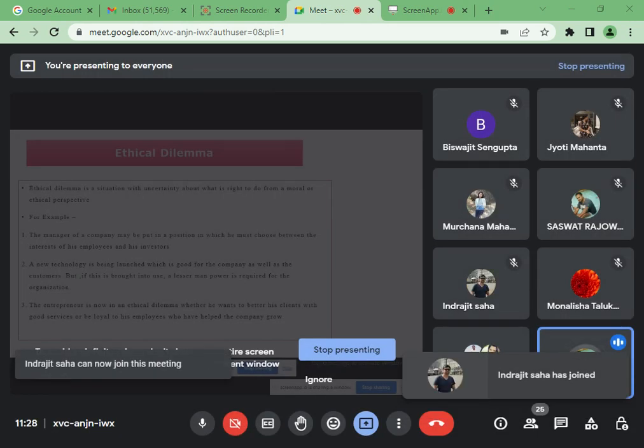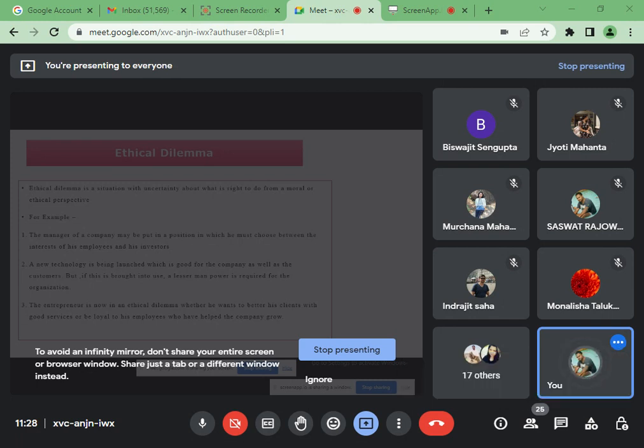A new technology is being launched, which is good for the company as well as customers. But if this is brought into use, less manpower is required for the organization. The entrepreneur is now in an ethical dilemma, whether to benefit his clients with good services or be loyal to his employees who have helped to grow the company.